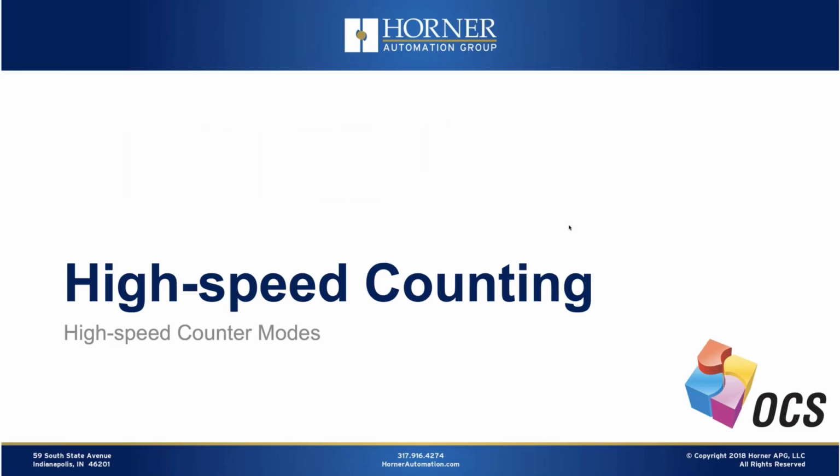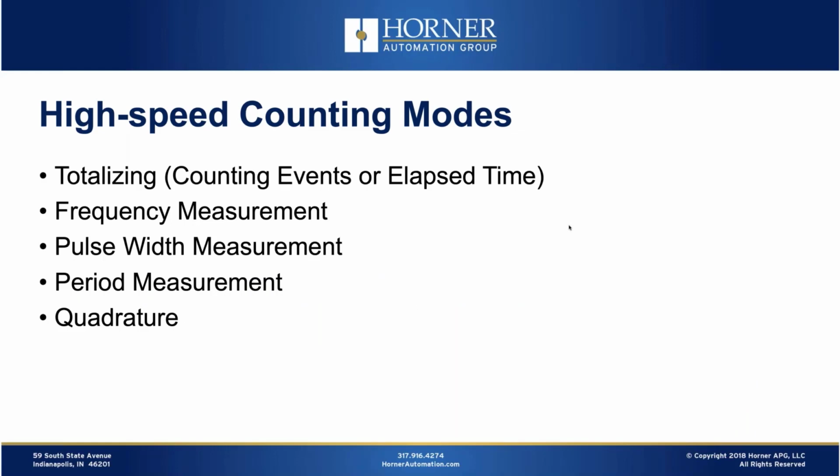Okay, now let's talk about all the different high-speed counter modes that we support in the Horner OCS product lines. Okay, so to kind of summarize them here, we have a series of totalizing modes. We'll go through these individually. We have the ability to do frequency measurement, where we're measuring the frequency in hertz for a particular pulse train. We have pulse width measurement, where we're measuring the width of the on or the off pulse. We have period measurement, where we're measuring the entire cycle on plus off to report the period, which is reported typically in time and not frequency.